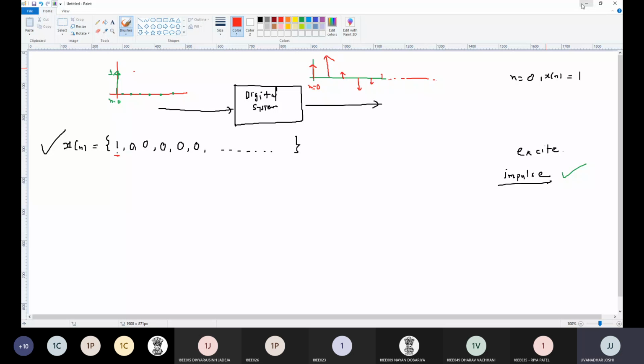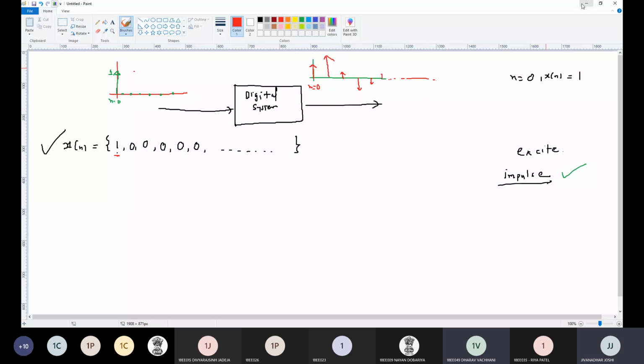Anyone other than Riya, speak. Or does anyone else want to say something? Will the output come or not at n equal to 1? Is it possible? What do you say, Dharav? So possible, we make it because the system is defined.